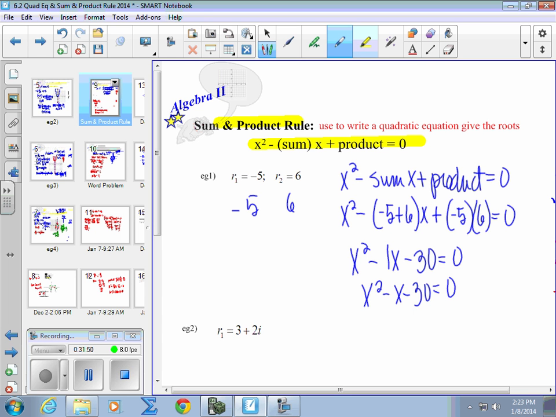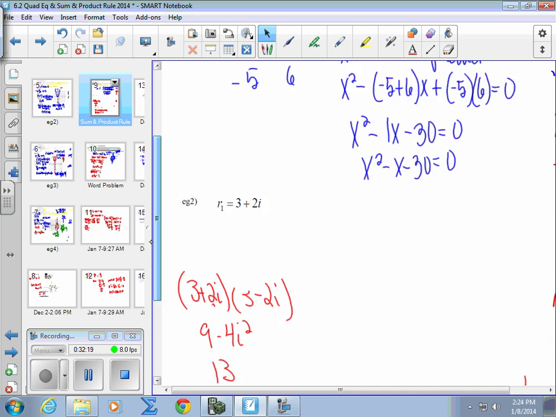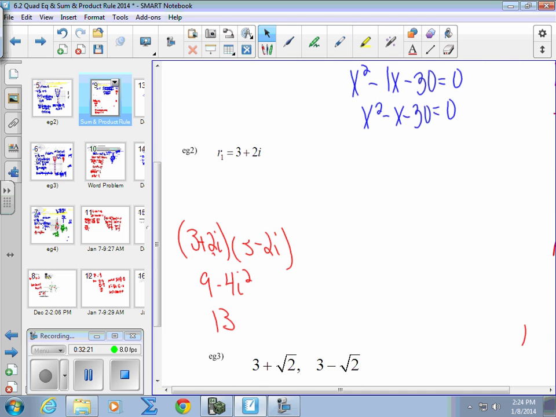The other way it's used is if on the ACT it gave you the equation x squared minus x minus 30 and said, what's the product of the roots? What would you say? Negative 30. I mean, you could find the roots and then multiply them together, but it would be a waste of time. There's a little more to this problem than I've given you. We'll talk about a little bit more of it later.